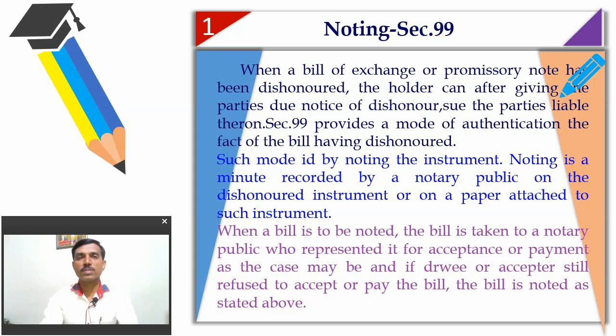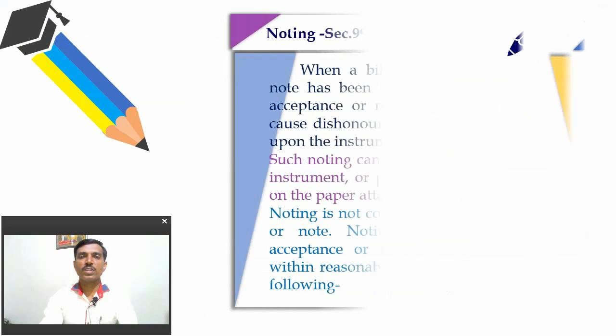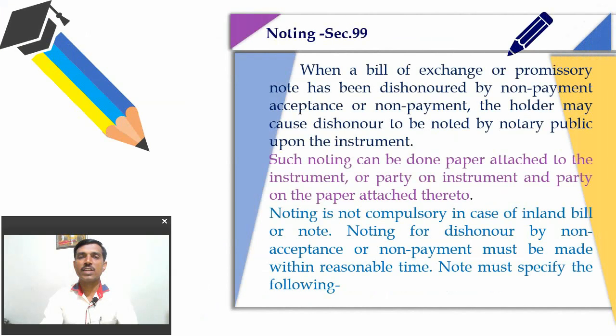So when the drawee or acceptor does not accept or pay and refuses payment, at that time we need a notary public for this negotiable instrument. It is called noting under section 99. So we are looking at section 99 on noting: when a bill of exchange or promissory note has been dishonored by non-payment or non-acceptance, the holder may cause such dishonor to be noted by a notary public upon the instrument.